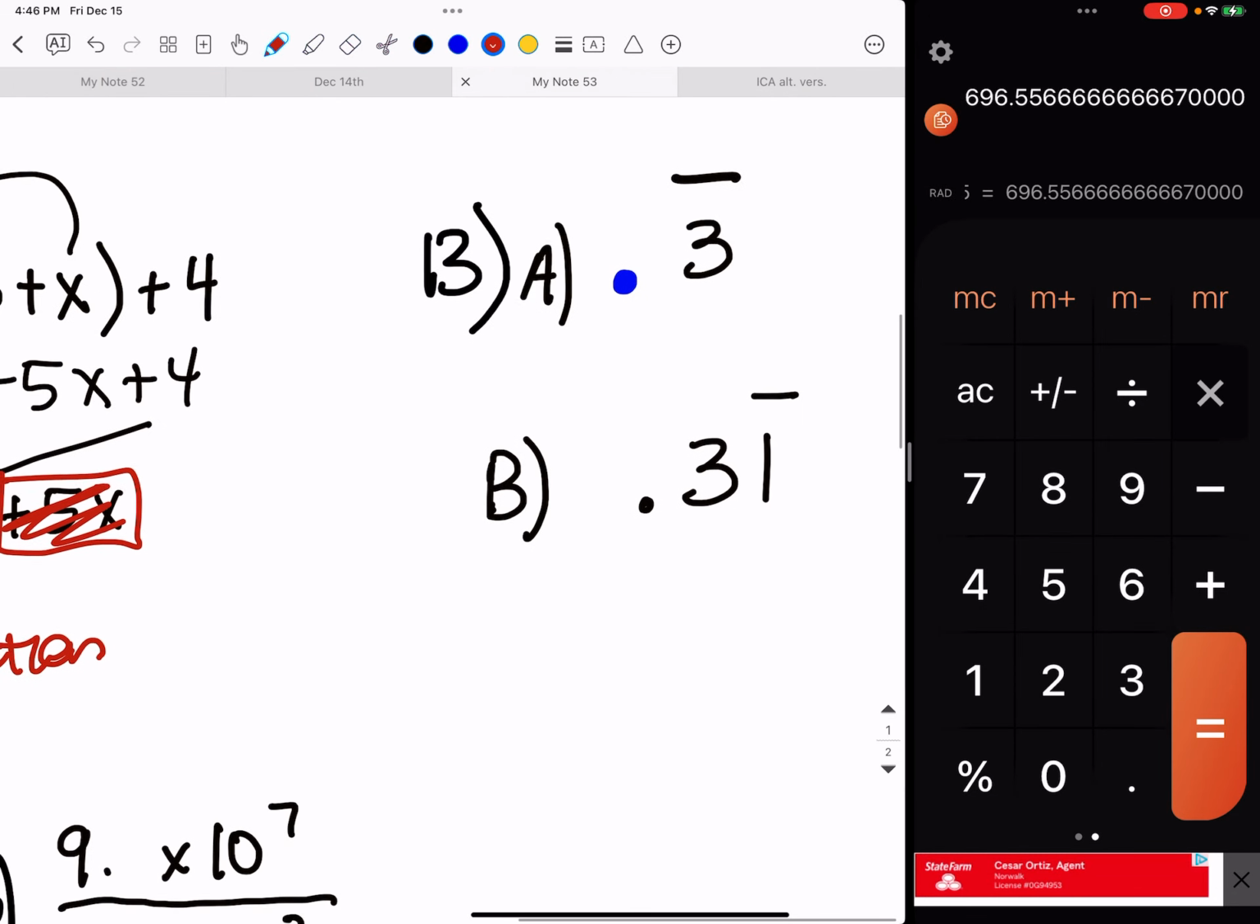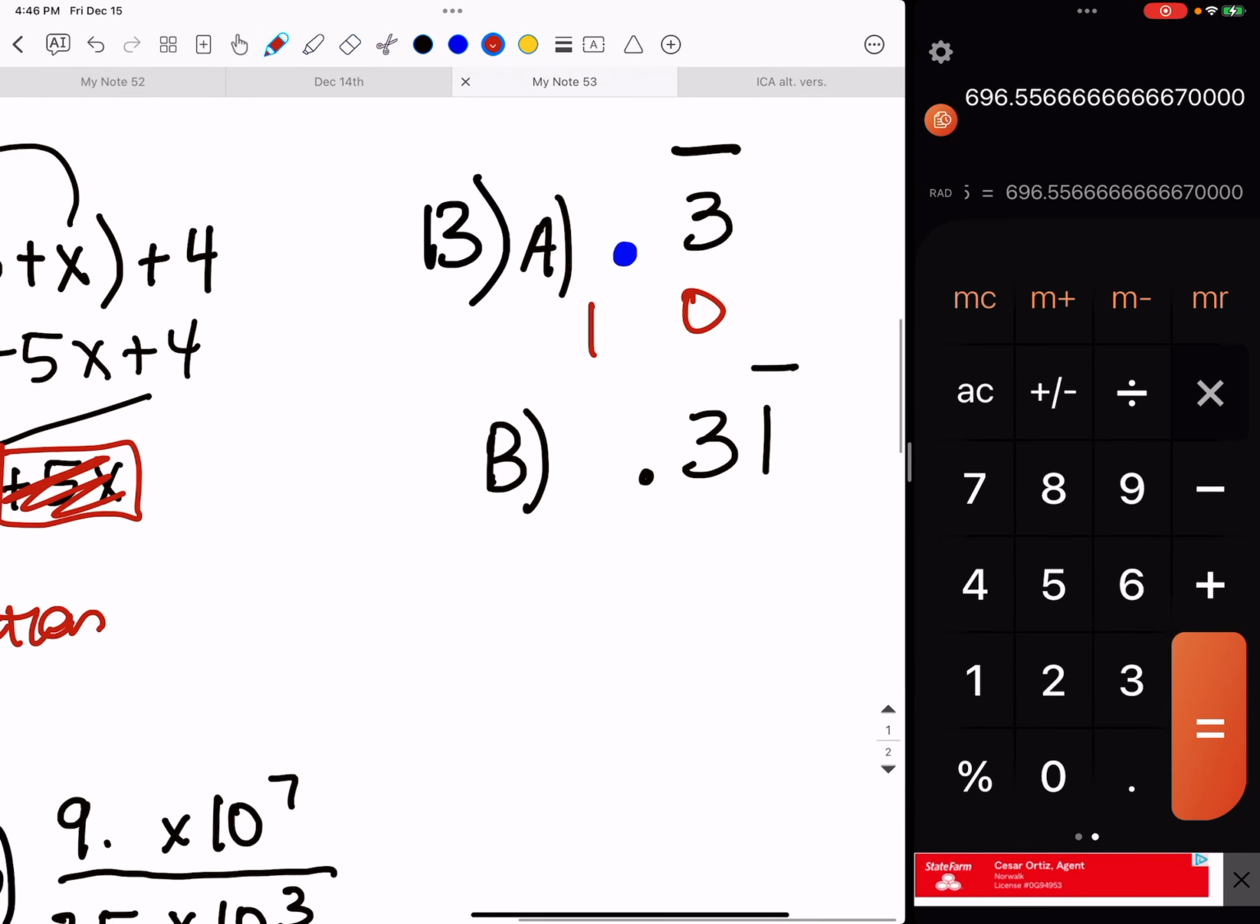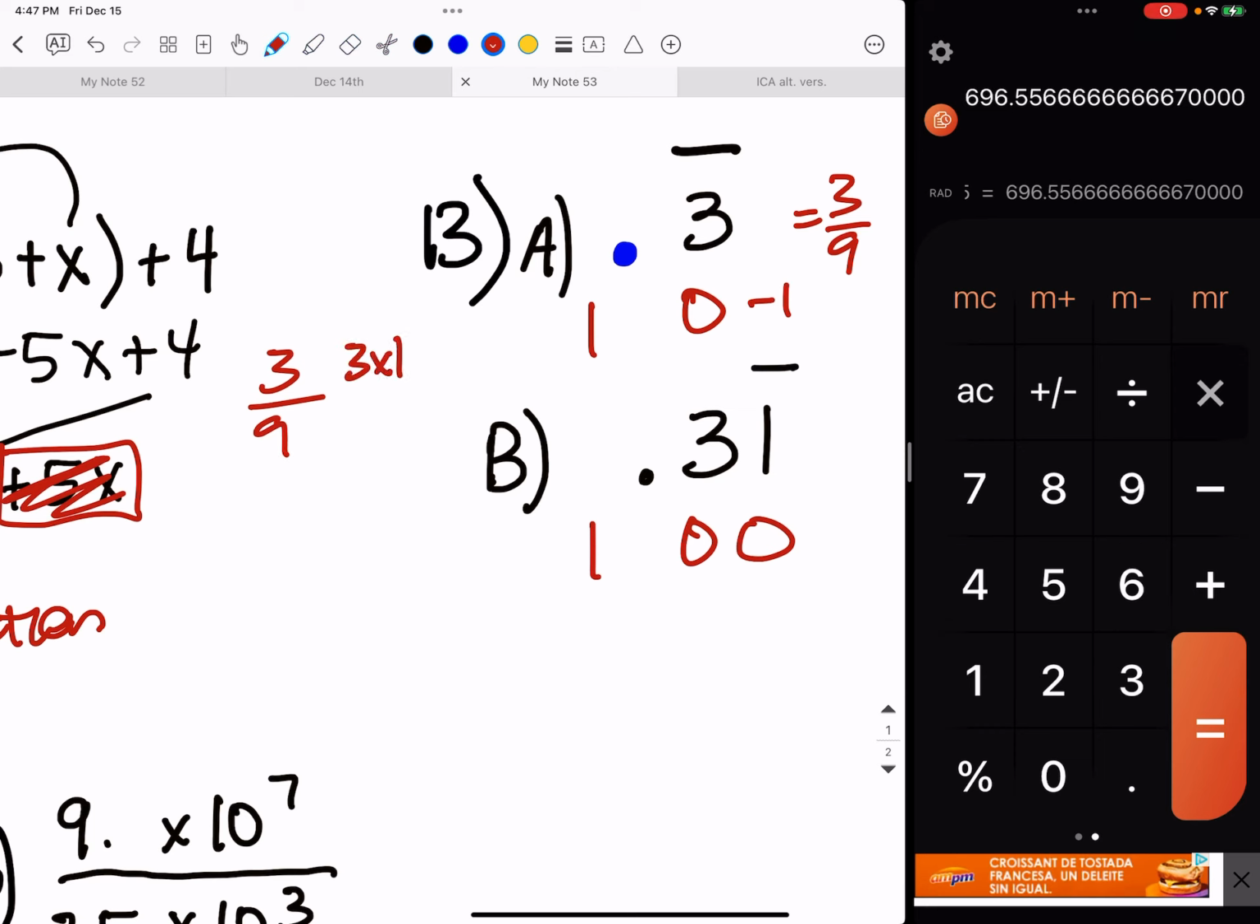13. Okay, let's see. 1, 0, 1, 0, 0. All right, minus the 1 from the bottom. This is 3/9, but 3/9 is 3 times 1 and 3 times 3. Remember this? 3's cancel out. This is really 1/3. This one is we subtract 3, we subtract 10, because that's what's not covered.